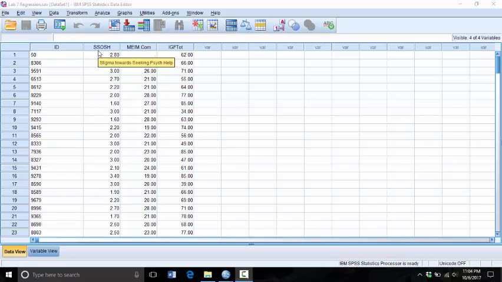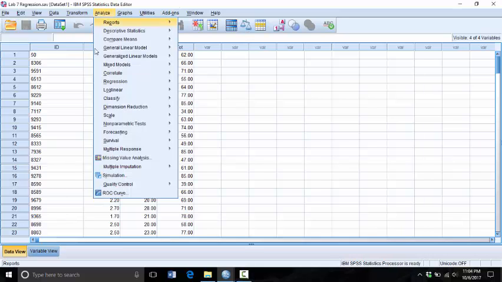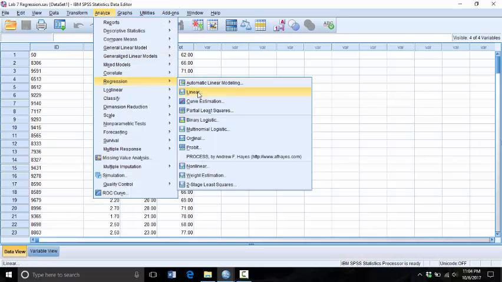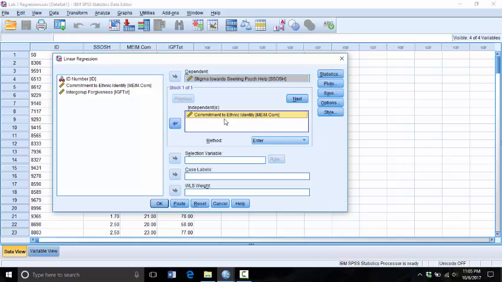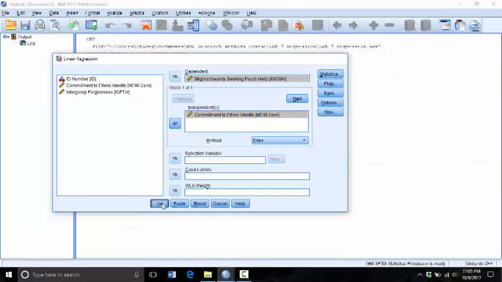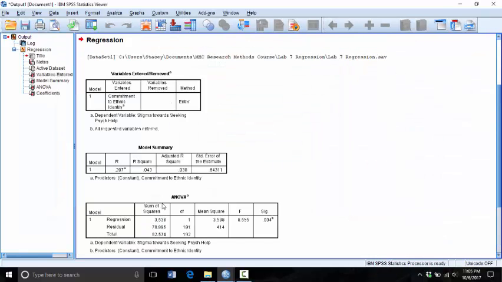psychological help. Now, to do this in SPSS, you simply go up to Analyze, Regression, and then Linear. So because we want to predict scores on stigma towards seeking psychological help, we're going to pull that over to the dependent variable box. And then we'll put commitment to ethnic identity in our independent variable box. That's really all you need to do. Let's go ahead and click OK and see what we get.